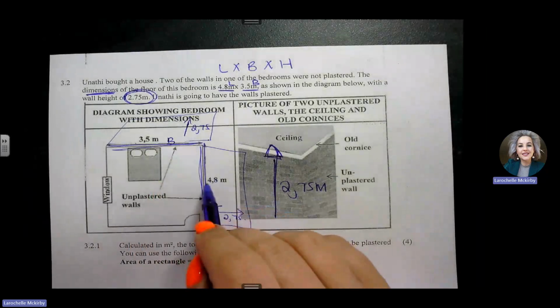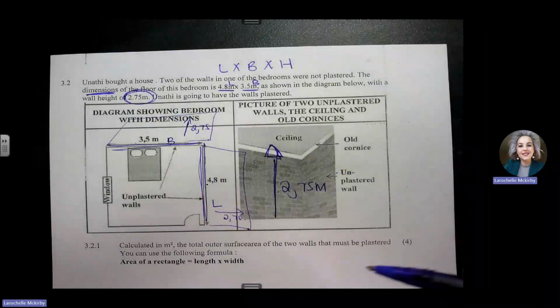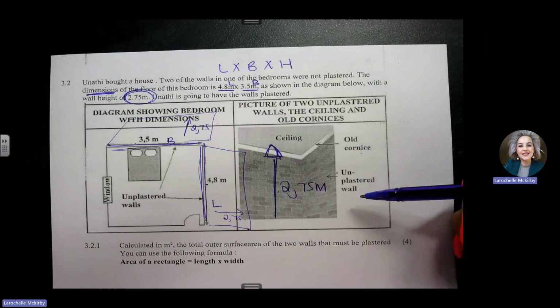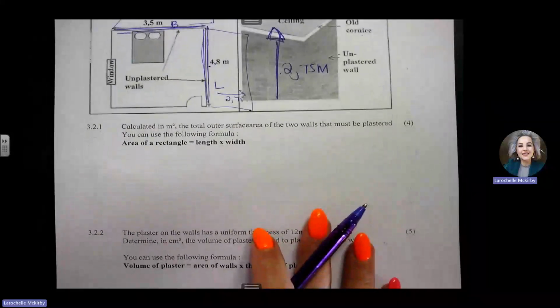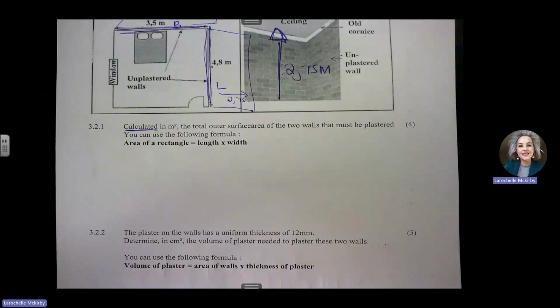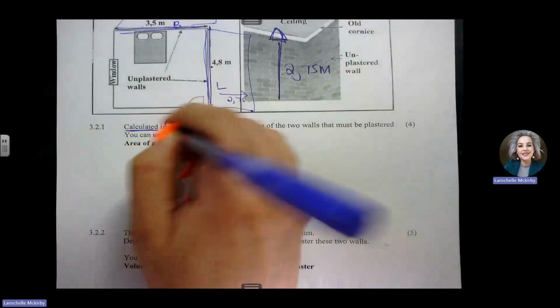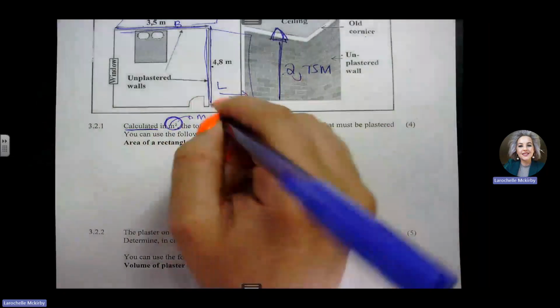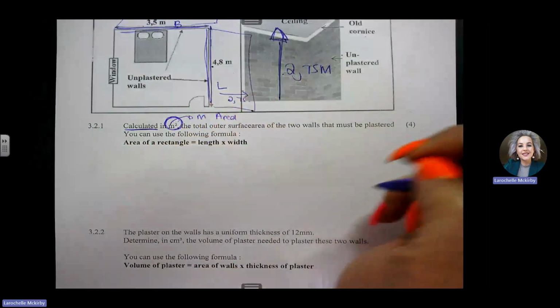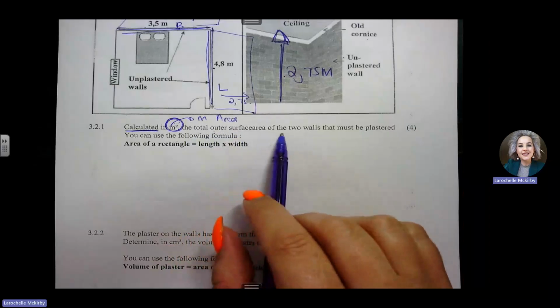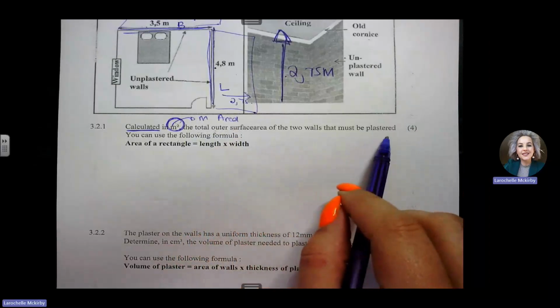Okay, this is the unplastered wall. This is the unplastered wall. There's the picture of it. There's the ceiling. There's the cornices, the unplastered wall. Okay, lovely. Let's have a look at the question. They are starting the question by saying calculate, and we know calculate means to make some calculations. Calculate in squared meters, so that means everything I put in must be in meters, and I'm going to calculate the area here. Calculate in squared meters the total outer surface area of the 2 walls that must be plastered.